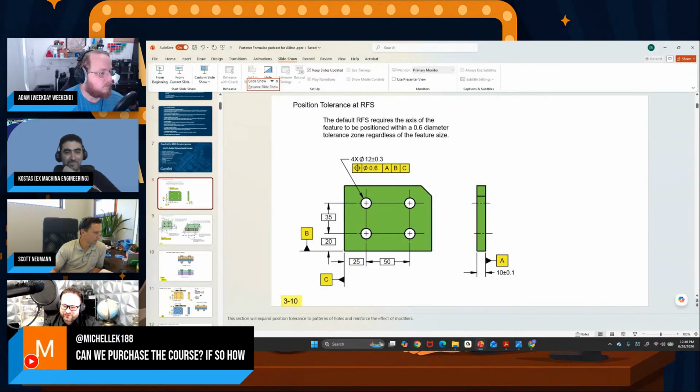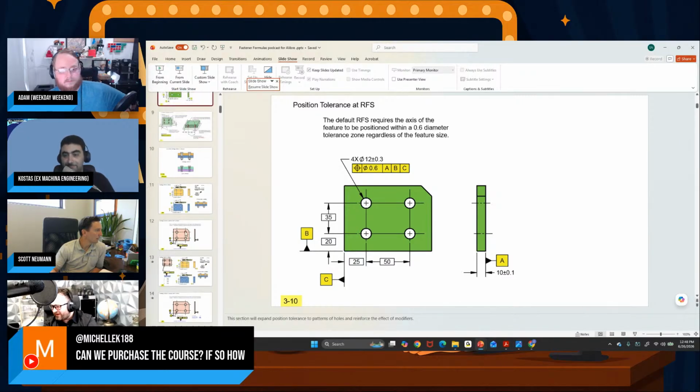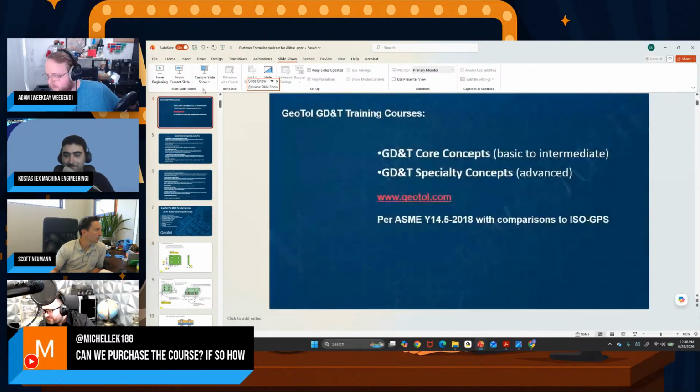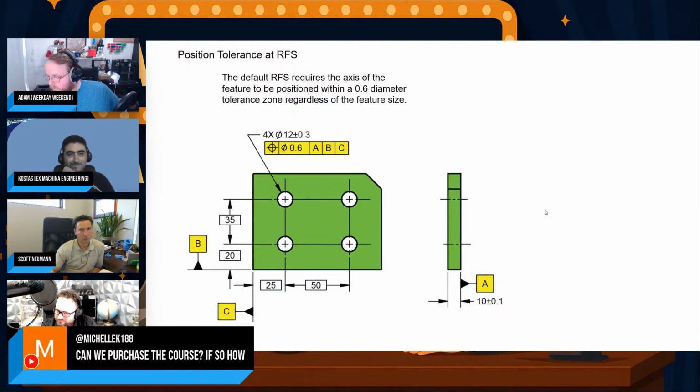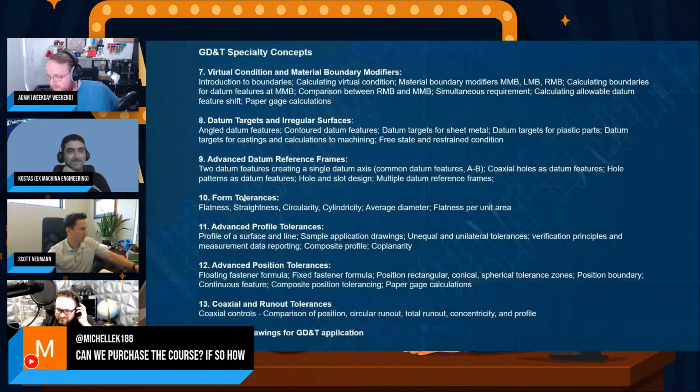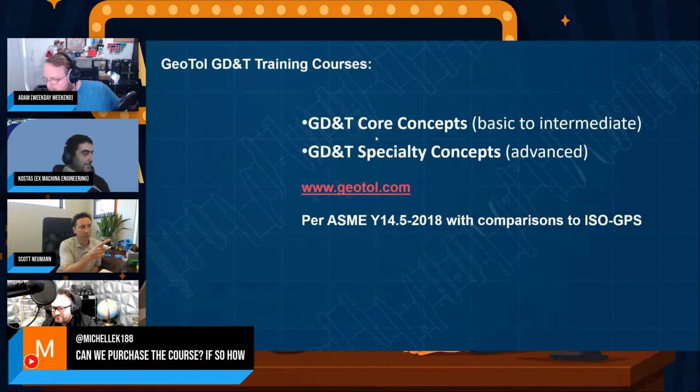So yes, can we purchase the course? If so, how? That's probably an important one to cover if that hasn't been answered already. Yeah, both of these courses can be found on our website at geotol.com.